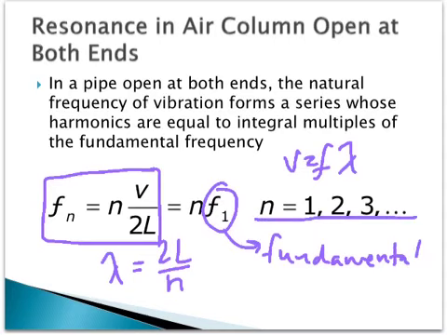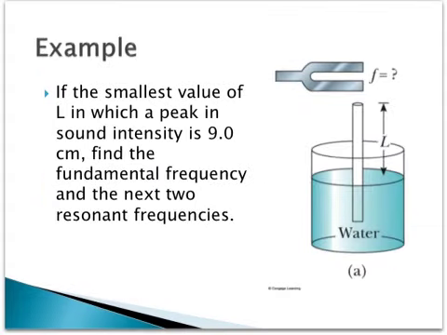The key thing to remember here is that between closed and open ends, with a closed end you're only allowing the odd integers, and with an open end you're allowing all integers. So n could be anything. And again, they're always multiples of that fundamental.